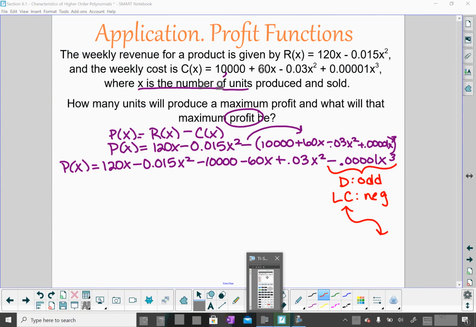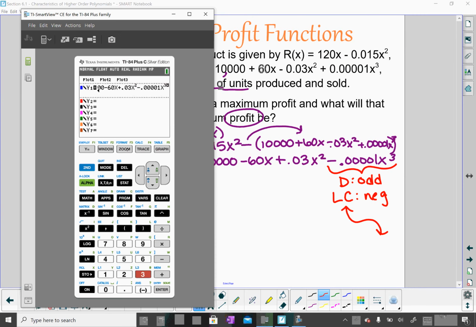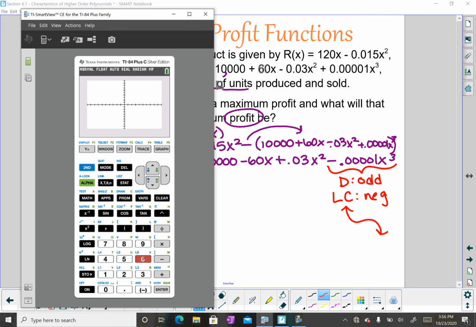So what we're going to do, I'm just going to hit zoom 6 and see what it looks like, just our standard window. And it doesn't look like that's giving me a whole lot of anything. So let's see if zoom fit, this is one that we've talked about before, maybe gives me a decent picture. And again, not really a great picture. So let's change our window here a little bit.